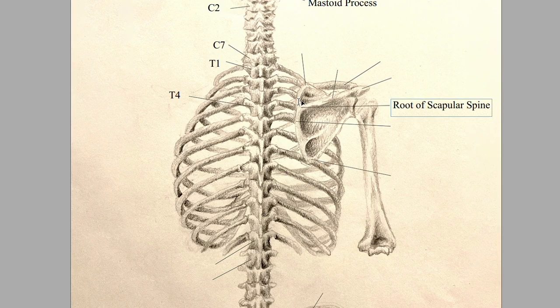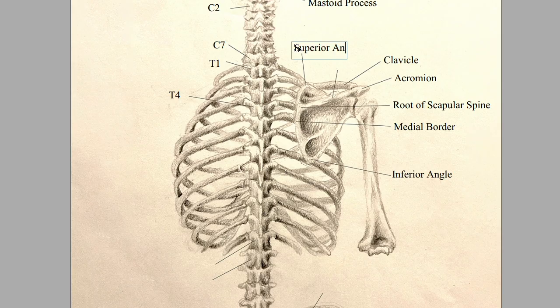We're going to do some review of the scapula right now. This border is going to be our medial border of the scapula. This down here is our inferior angle of the scapula. This up here is the bony process that comes off the scapular spine, known as our acromion. And this obviously is our scapular spine. This is our clavicle, and this up here is the superior angle.